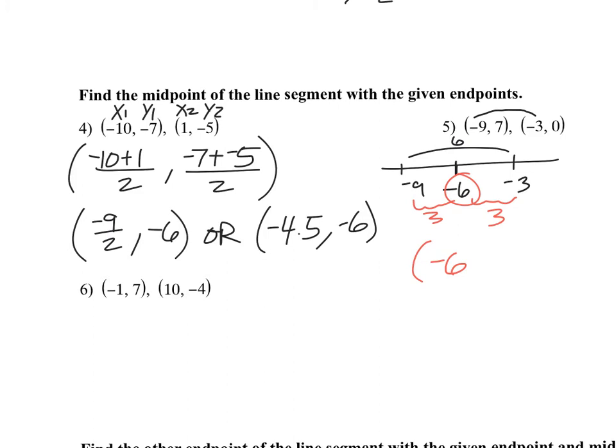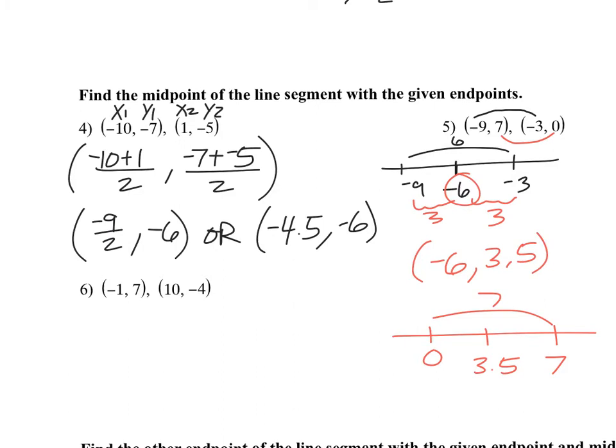Now, the problem with doing it this way is like for the y, 7 to 0. What's halfway between 7 and 0? So again, if I came down here and I did 0 and I did the 7, that's a distance of 7. What's halfway? That would be 3.5. Okay, so in this case I get a decimal. And that may be a little bit harder to think of, so you might want to stick with the formula.